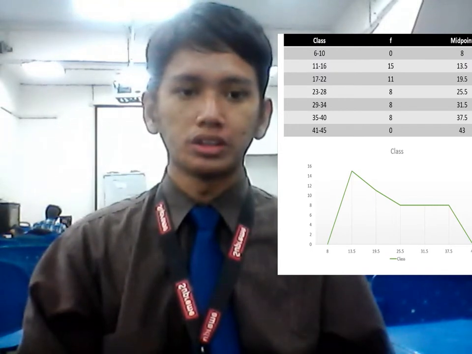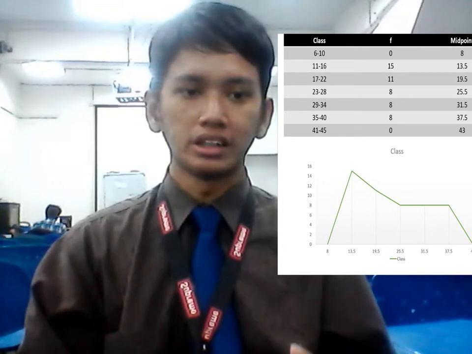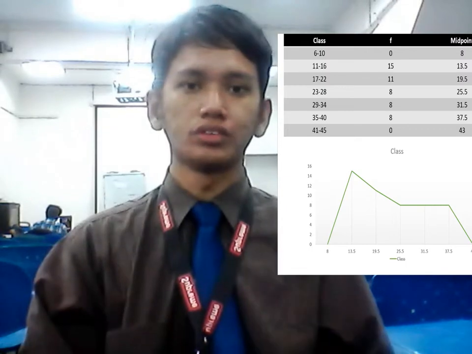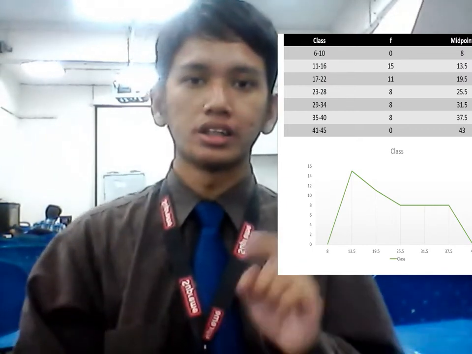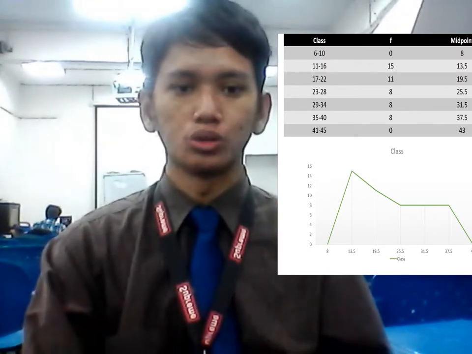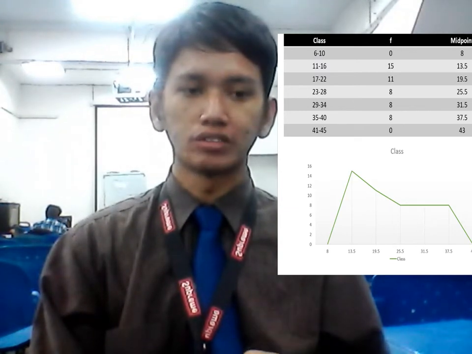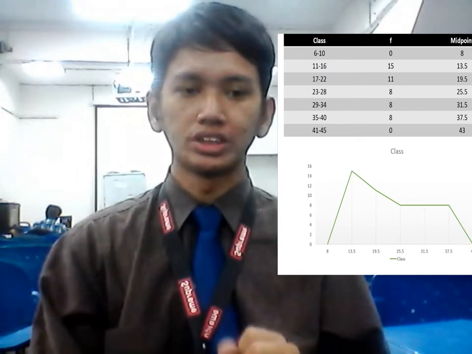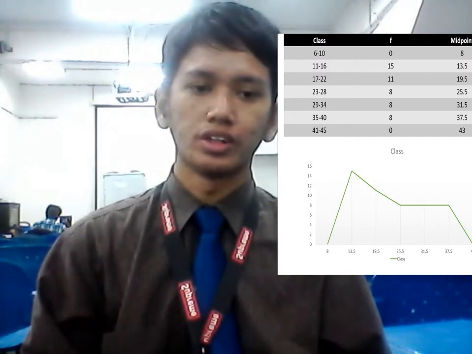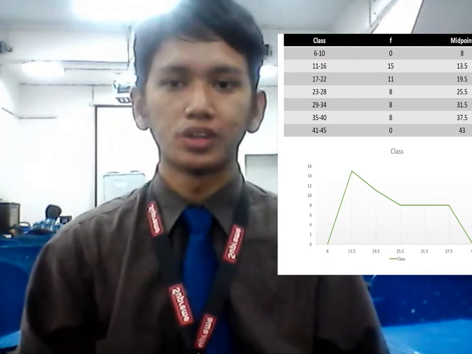The midpoint is 8, at which the frequency is 0. Then at 30.5, the frequency rises drastically to 15 units. Then at 90.5, it begins to decrease to 11 units. From 25.5 to 37.5 are the same unit, which is 8. Then at the 43 midpoint, it begins to drop to 0. That's all for our frequency polygon.